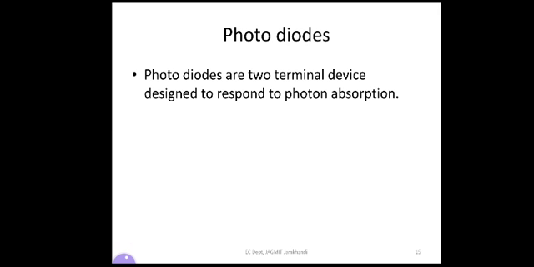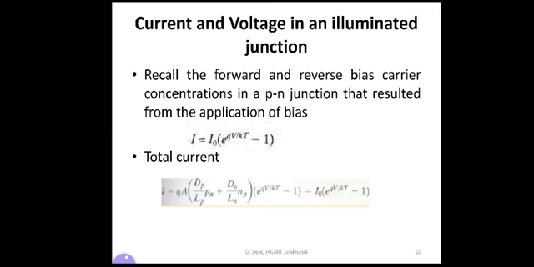So its symbol, it is not shown in the slide, is the normal diode symbol, but with radiation exposed. Two arrow marks falling on the diode symbol is the symbol of a photodiode. Now, current and voltage in an illuminated junction.